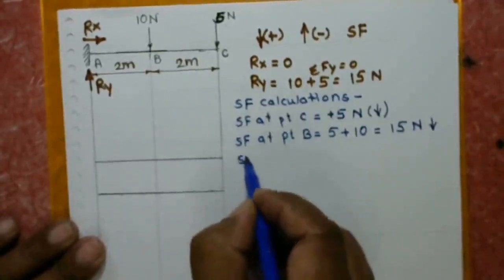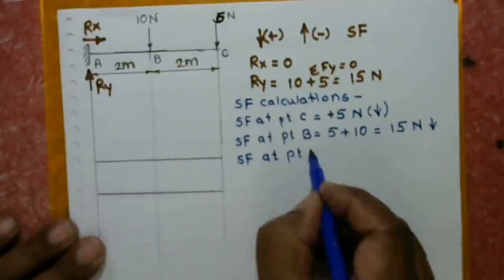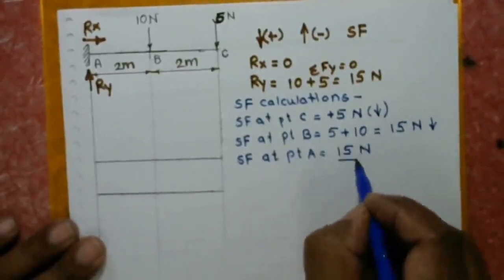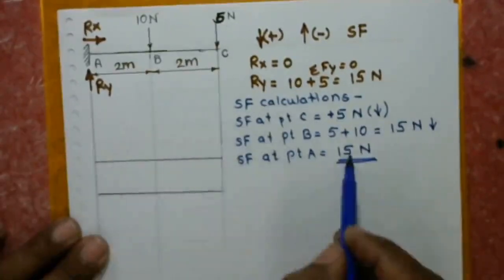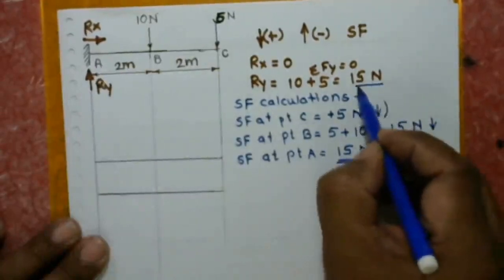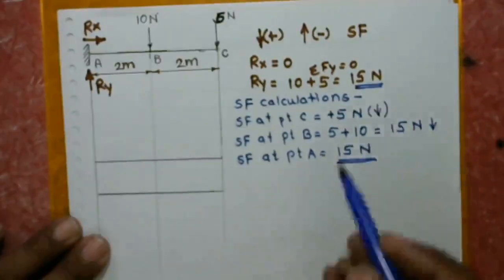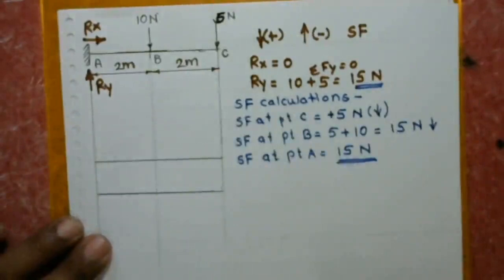Between point A and B there is no point load, so at point A you may say 15 Newton shear force is acting. You may check the static equilibrium condition. At point B, 15 Newton shear force is acting, and at point A the vertical reaction is 15 Newton. So we may say our beam is in static equilibrium condition.